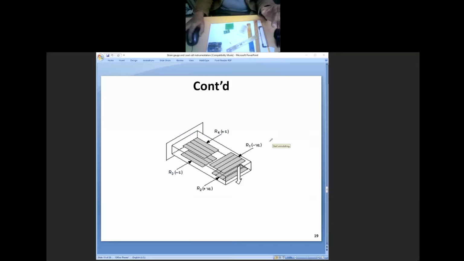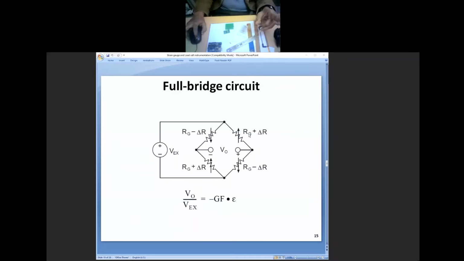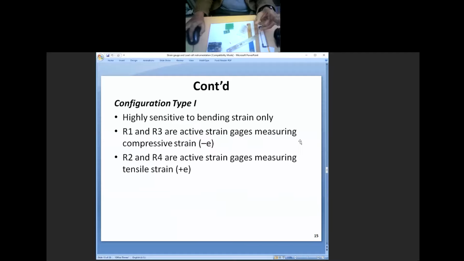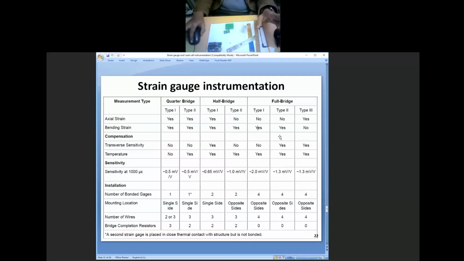But remember always, your circuit layout should be like this only. Whatever circuit you made, it should be like this: 1, 2, 3, 4, in anti-clockwise order. Then we have one more, not so important, I think. It depends on your application. You want axial loading or bending loading. So you can use type 1, type 2, which I have shown previously, or half bridge type 1, type 2, or full bridge.